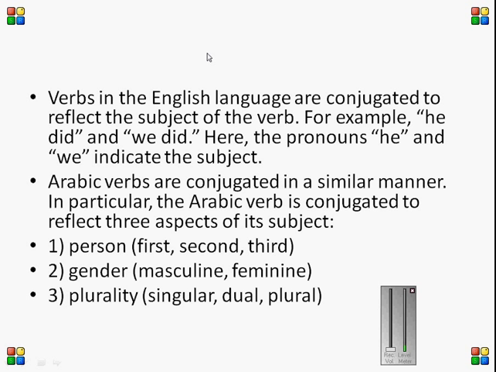And verbs in the English language are conjugated to reflect the subject of the verb. For example, he did and we did. Here the pronouns he and we indicate the subject. Arabic verbs are conjugated in a similar manner. In particular, the Arabic verb is conjugated to reflect three aspects of its subject. One, person, either first, second, or third. Gender, masculine or feminine. Plurality, singular, dual, or plural.